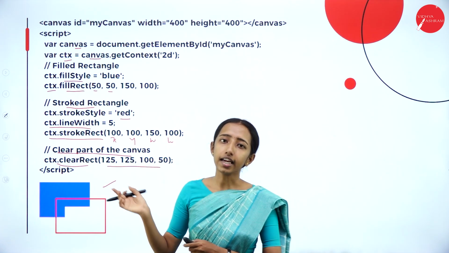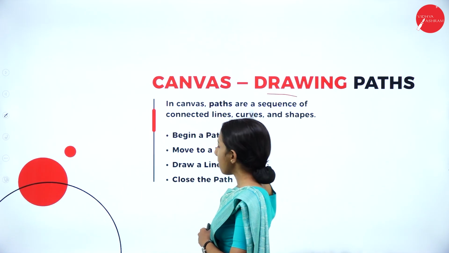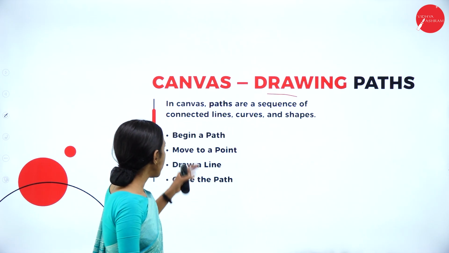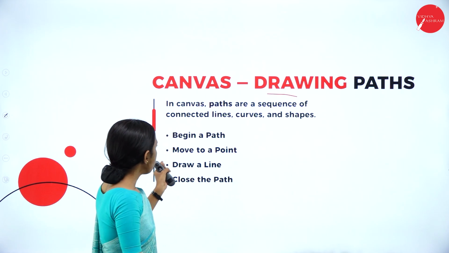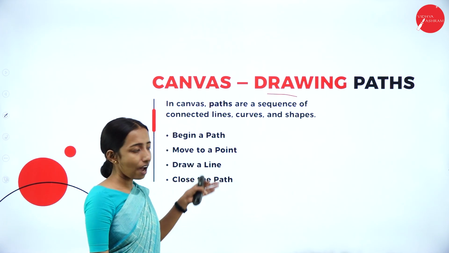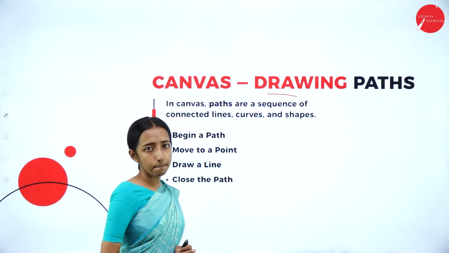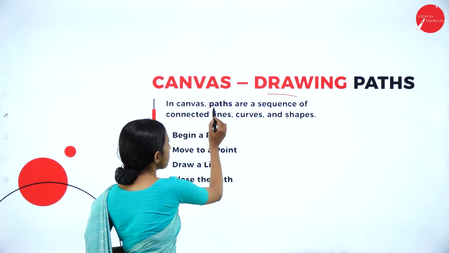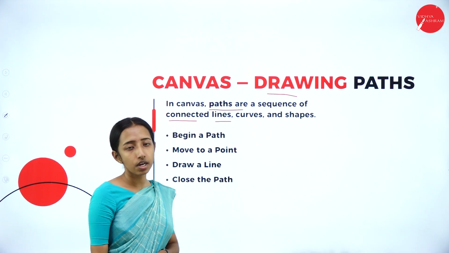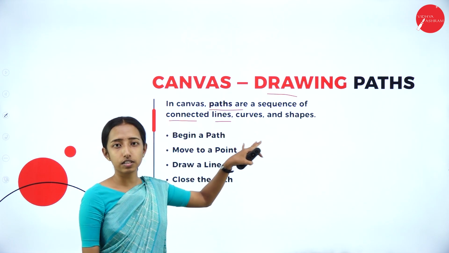and the rendering context. So next, how we can draw a path. As I said in the rendering context, we have beginPath, moveTo, lineTo and closePath methods. We have seen those methods. Using those methods, we can draw the path. Here in the canvas, paths are a sequence of connected lines, curves and shapes. So what do we mean by path in canvas? These are just lines, curves and shapes.